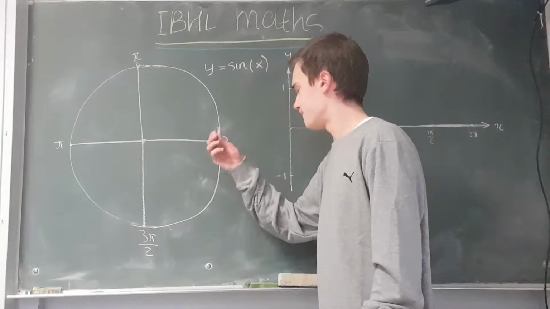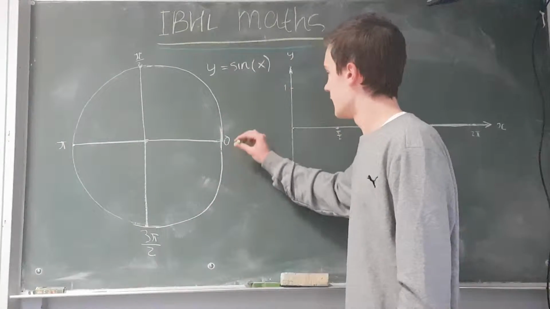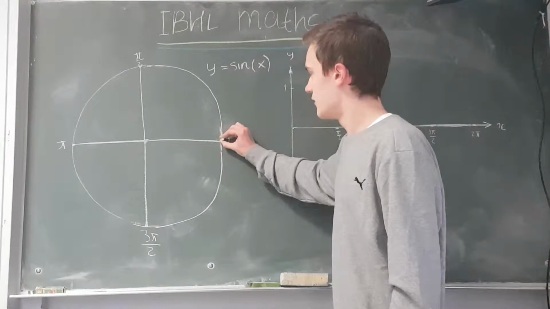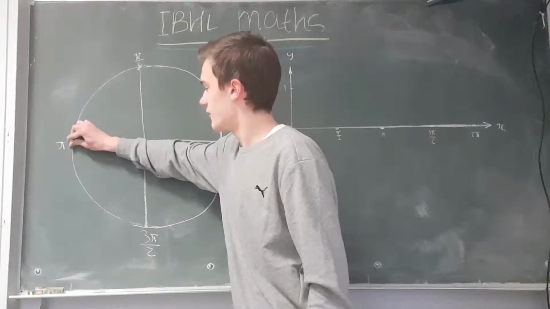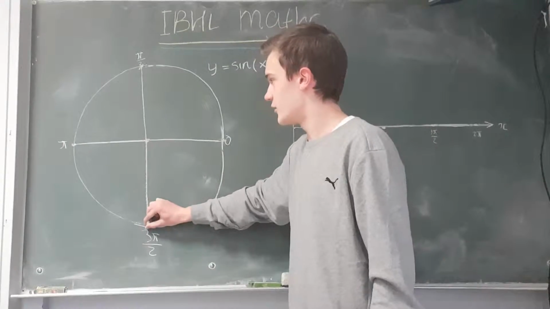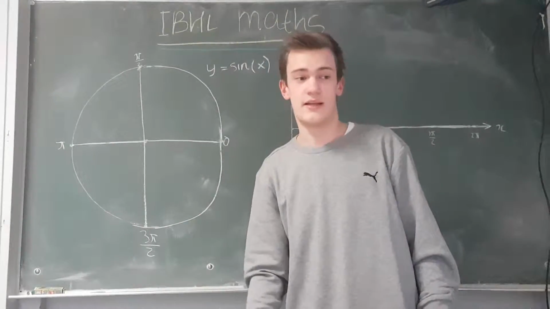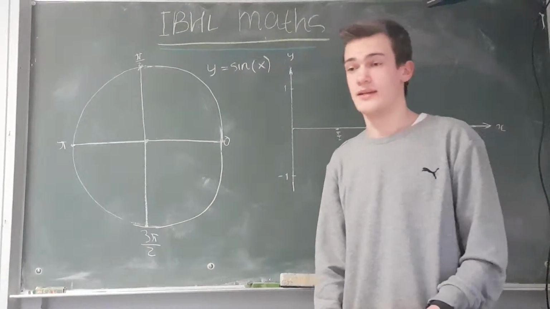So you remember that the value for the sine at 0 is 0, at pi over 2 is 1, at pi is 0, and at 3 pi over 2 is minus 1. So we've discussed this in the previous lesson, so you should be familiar with this.